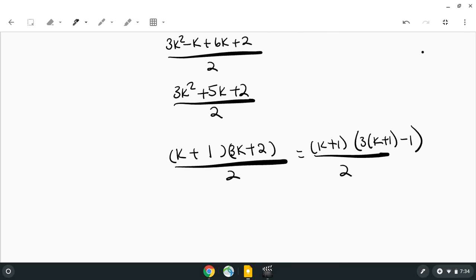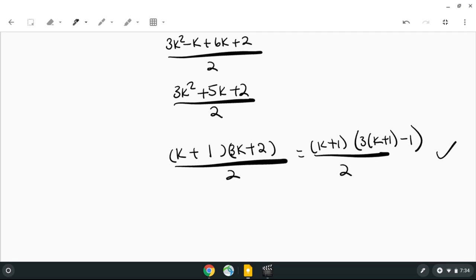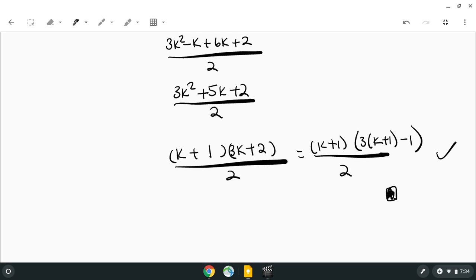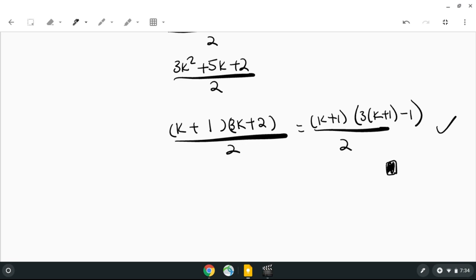So we showed that it's true for k plus 1, and we satisfied both conditions. It's true for 1. It's true that if it's true for k, then it's true for k plus 1. Therefore, it's true for all natural numbers.